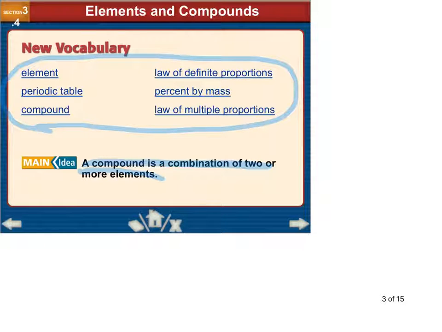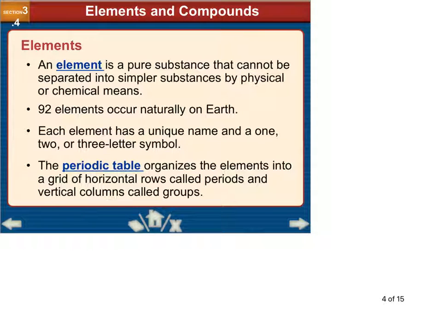Main idea, compound is a combination of 2 or more elements. Element, pure substance that cannot be separated into simpler substances by physical or chemical means. 92 naturally occurring elements.